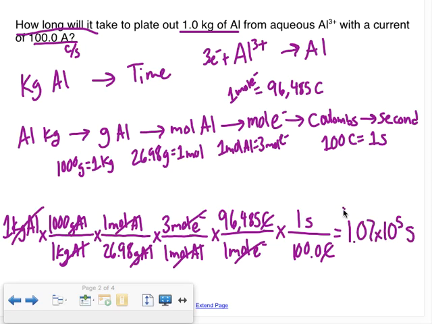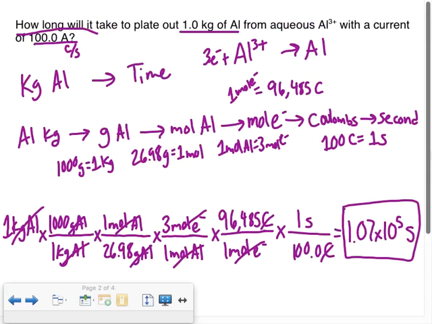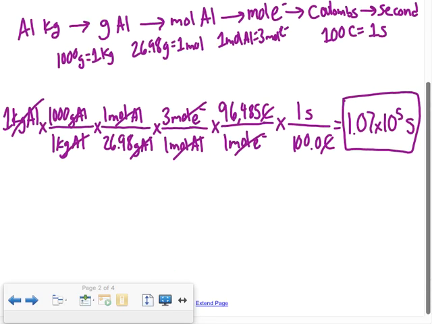And it doesn't tell you what units anything has to be in. It just says how long will it take in the question. So you can leave it in seconds. That's fine. If you're curious about how long that is, we can always convert seconds to hours or something, just to get a number we can understand a little better intuitively.